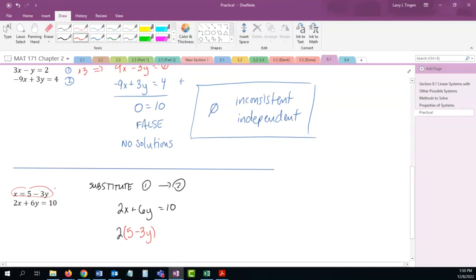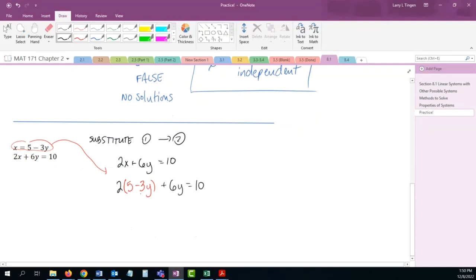Everybody cool with that, right? That's what's happening there. If x is equal to 5 minus 3y, then I can replace that 2x with 2 times 5 minus 3y. And now I have one variable, and now I just need to solve. So distribute that 2. So 10 minus 6y plus 6y equals 10. Negative 6y plus 6y is 0. So 10 equals 10. This is true.